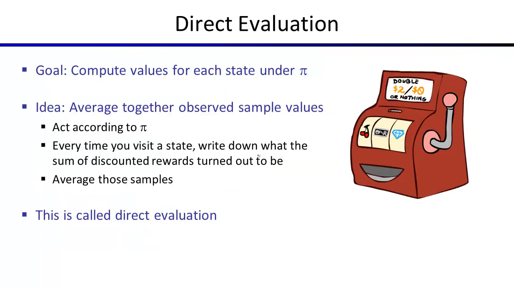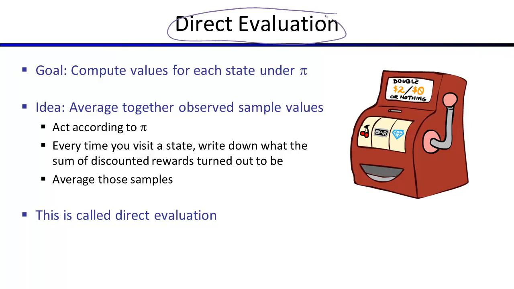Okay, here again, we have another branching here. We have different things we can do. The first thing we can do is direct evaluation. What that means is you compute values for each state under the policy pi by just averaging together observed sample values. It's a lot like estimating the expected age of 188 students by taking a bunch of samples, averaging them. That's exactly what's going on in direct evaluation.